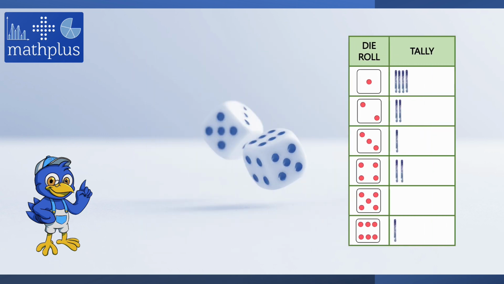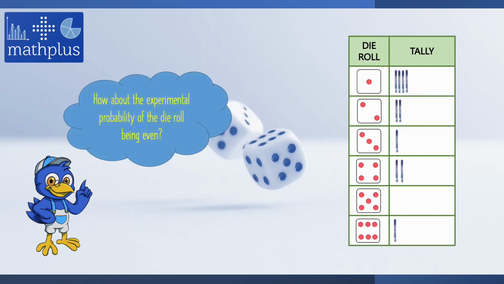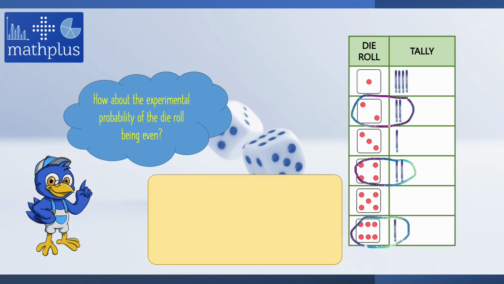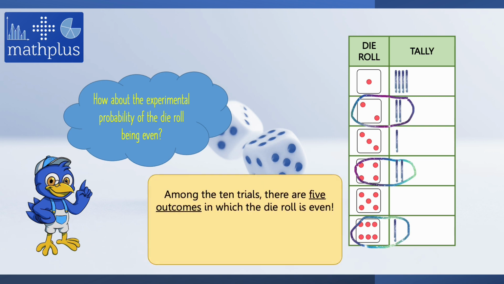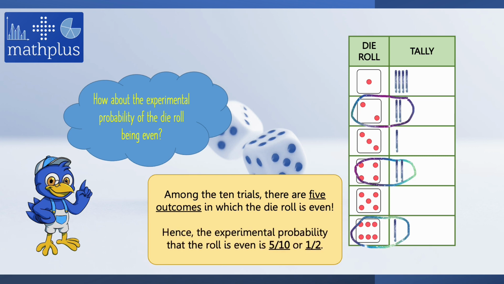Oh, it seems Banoy also has some questions for us. Okay, Banoy's question for us is, how about the experimental probability of the die roll being even? Well, among the 6 possible outcomes, we have 2, 4, and 6 as even outcomes. And as we can see in the table, there are 5 outcomes in which the die roll is even. So the experimental probability that the die roll is even is equal to 5 over 10 or 1/2.